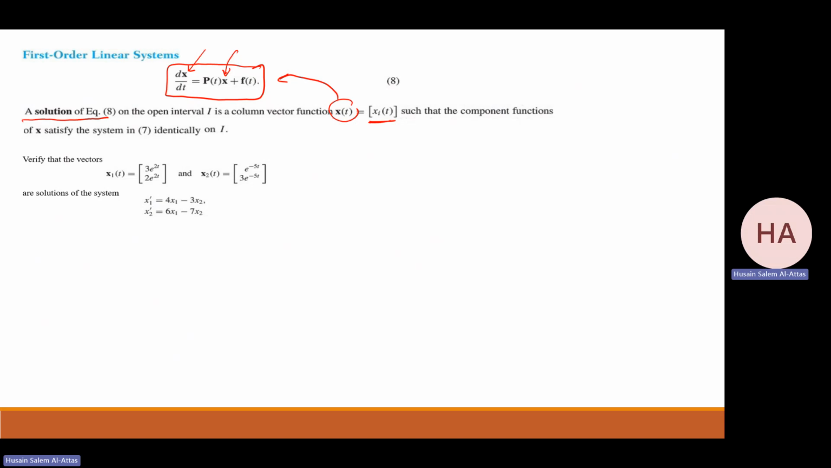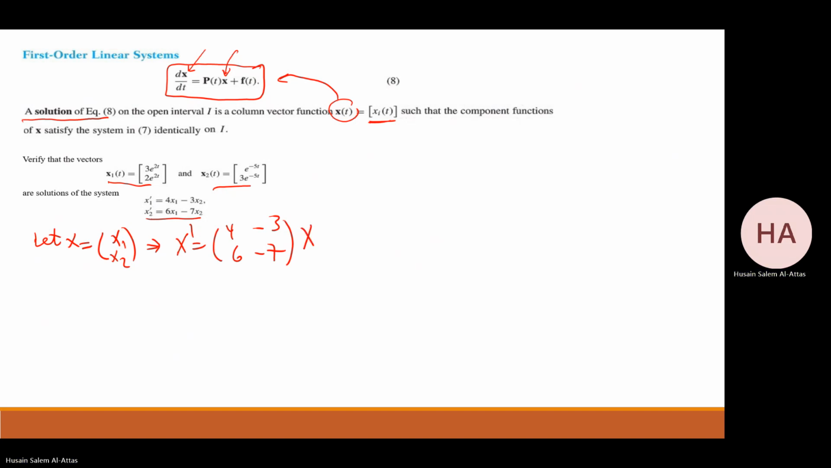Okay, so this is the question. Verify that the vectors are solutions of this system. Look, this is the system. I let x equal x1, x2. Sorry, I have x1, x2. These are just the way to present the variables. So you have x prime equals 4, minus 3, 6, minus 7 times x. So how to check this is a solution?